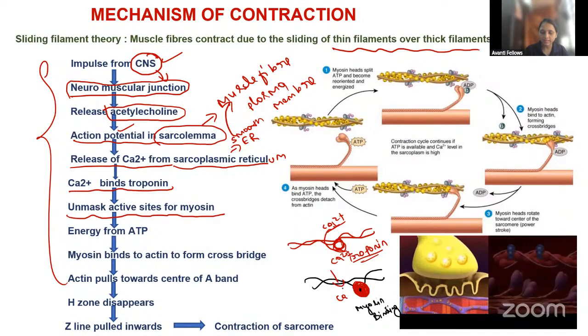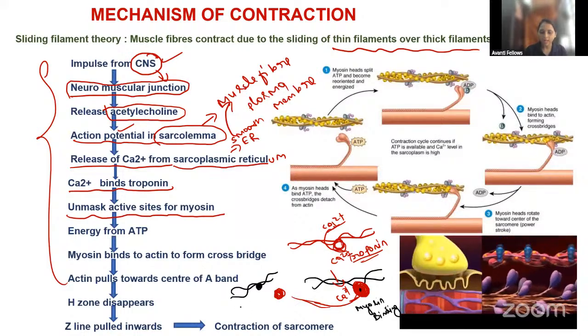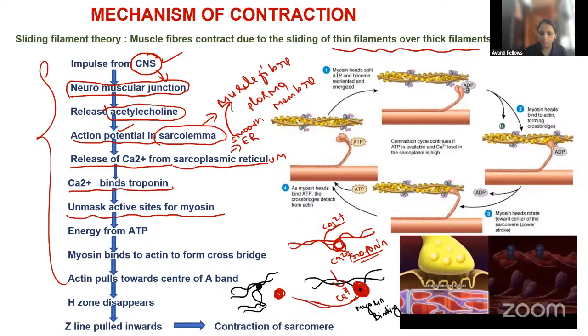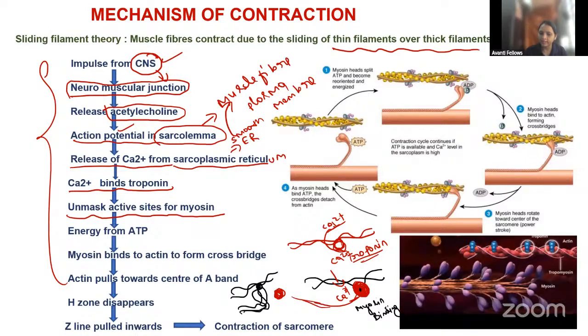The calcium is released, right? The calcium will bind to this troponin. Now this troponin will be released out. That is unmasking the active site. Now the active site becomes visible, right? Now the head of the myosin is going to bind to this active site of the actin. So what is happening now? Unmask the active site for the myosin.